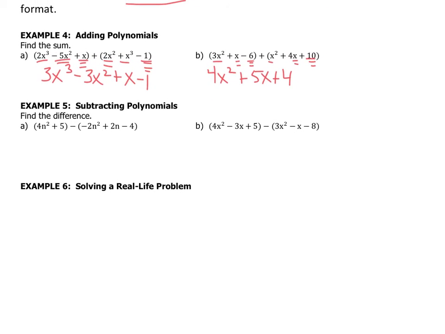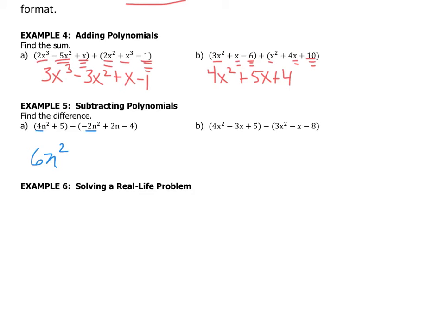Subtracting polynomials, and you have to be careful on this one. So be careful of that minus sign. Again, same idea though, I'm looking at my like terms. So I have 4x squared minus negative 2n squared, which really becomes 6n squared. You got to be careful, you are subtracting a negative.